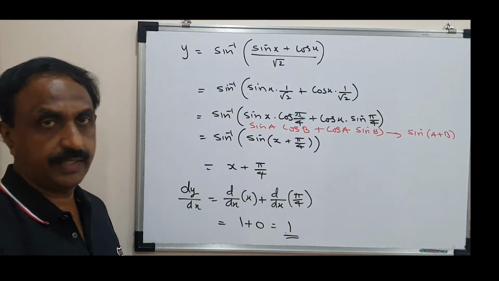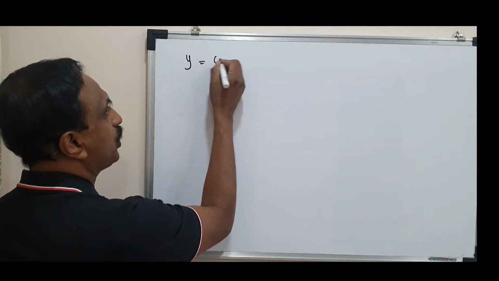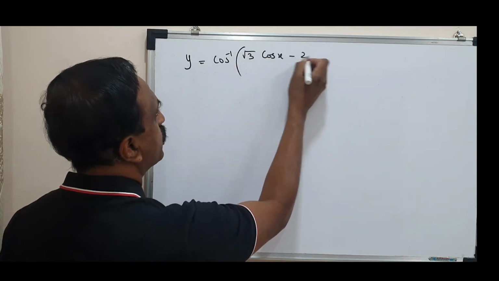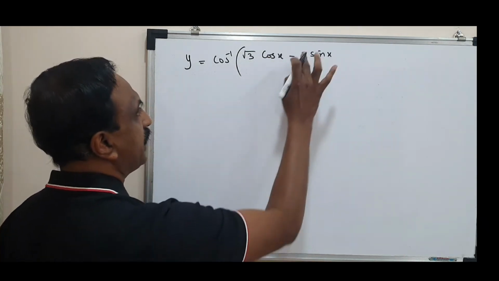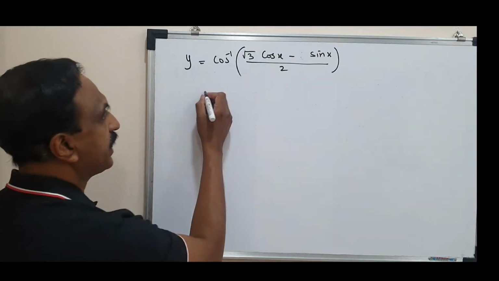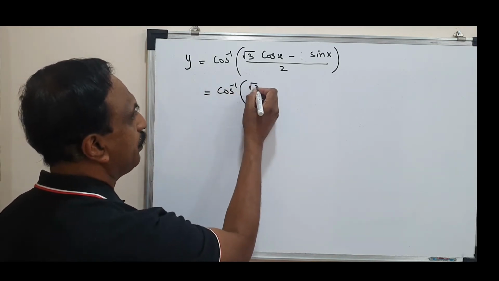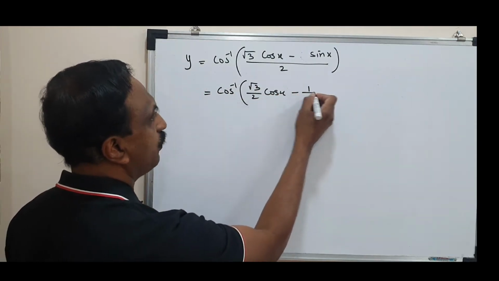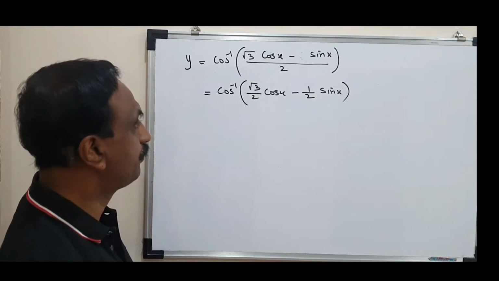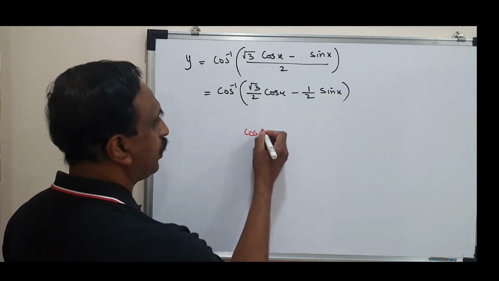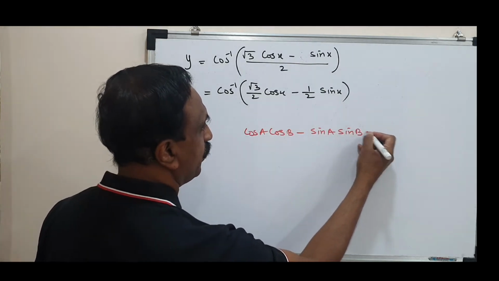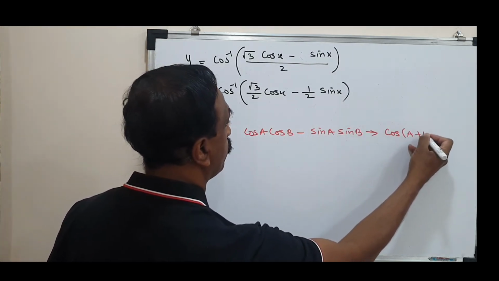So this is one method of finding the derivative. Now y is equal to cos inverse of (root 3 cos x minus sin x) upon 2. This I can write as cos inverse of root 3 by 2 cos x minus 1 by 2 sin x. Now this I can make into the formula cos A cos B minus sin A sin B, which is the formula for cos of A plus B.